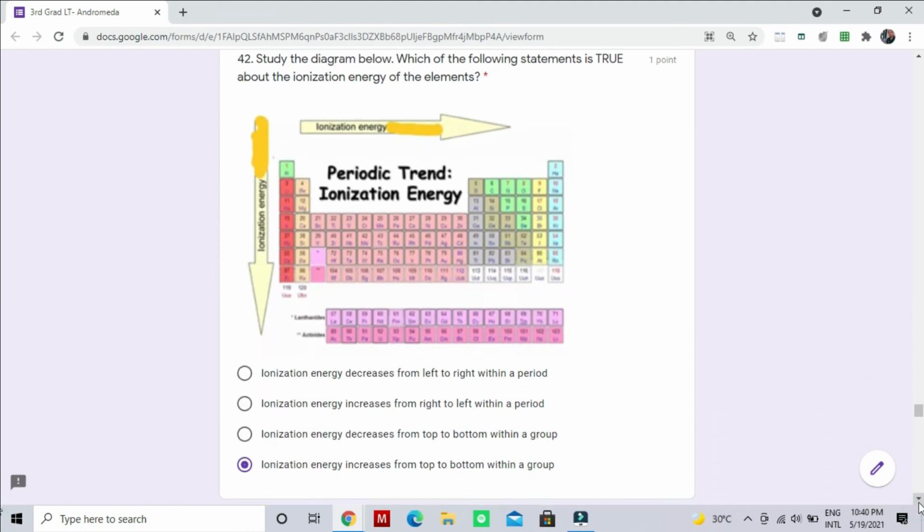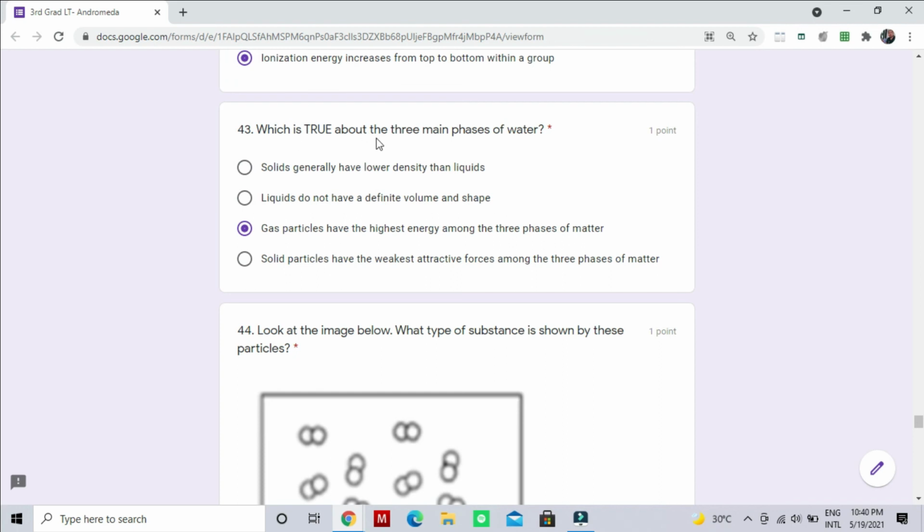Question number 42. Study the diagram below. Which of the following statements is true about the ionization energy of the elements? The correct answer is the ionization energy increases from top to bottom within a group. Question number 43. Which is true about the three main phases of water? The correct answer is gas particles have the highest energy among the three phases of matter.